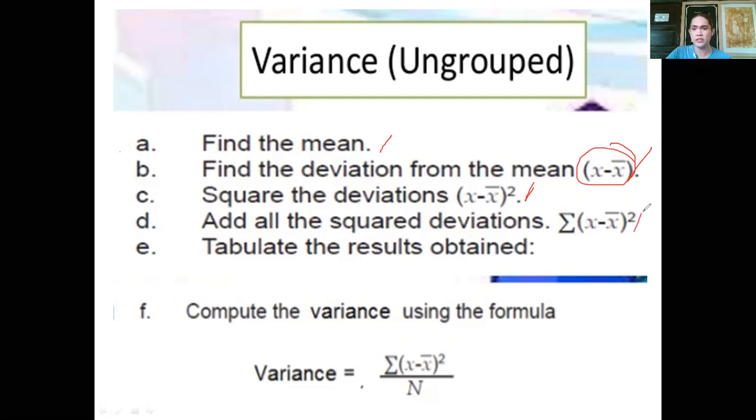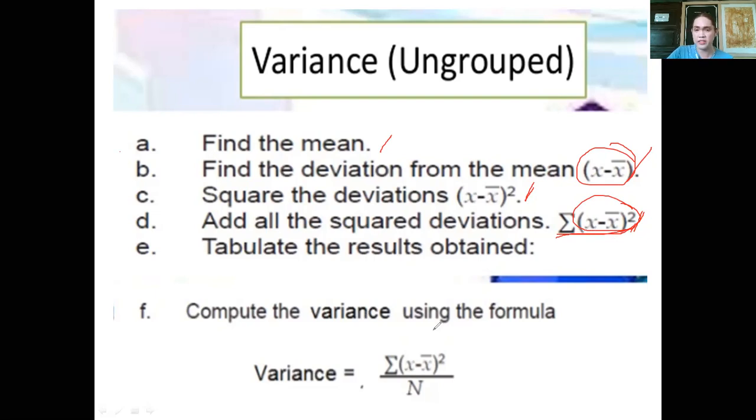Step number 4 is you are going to get the summation. In short, add all, sum up the squares of the mean deviation, the result of step number 3. You add them all, then you already have the sum of the square deviations. And after that, you tabulate the result.